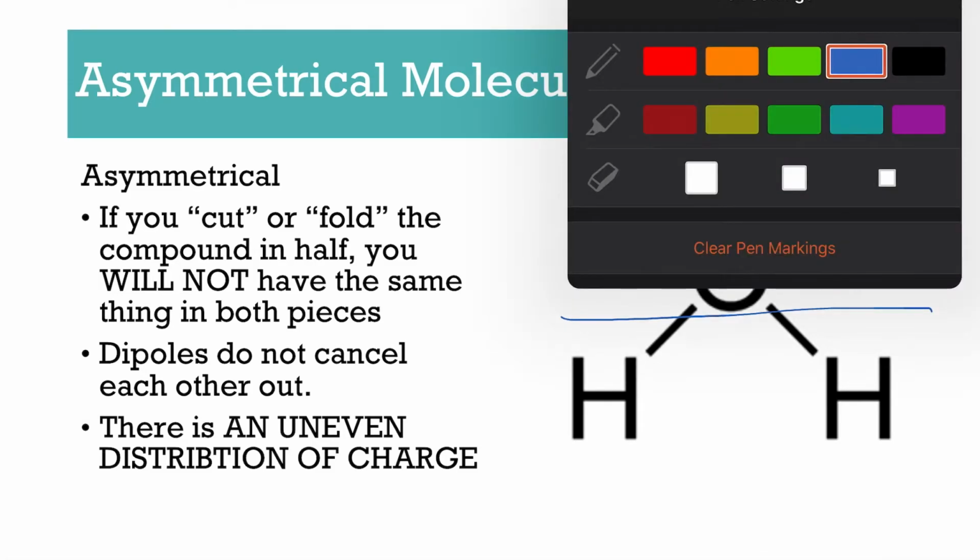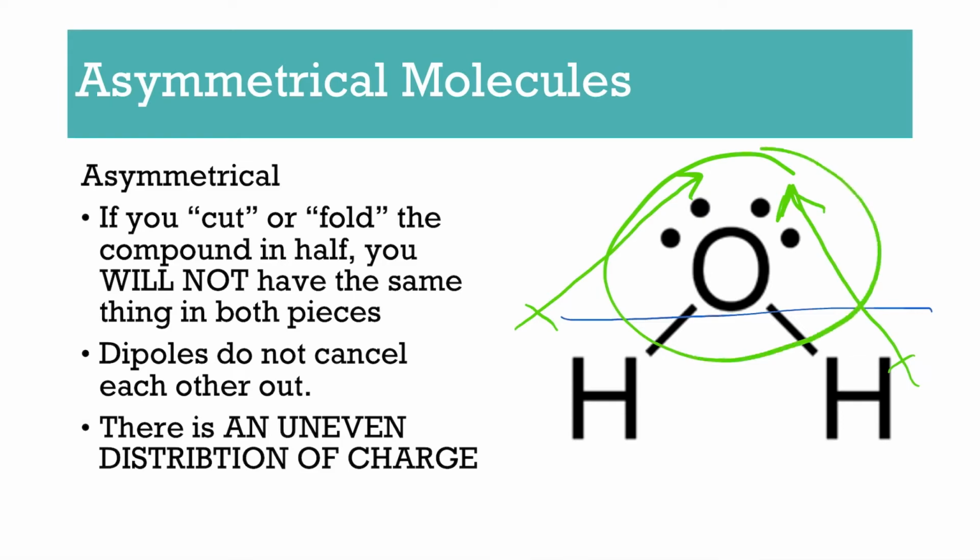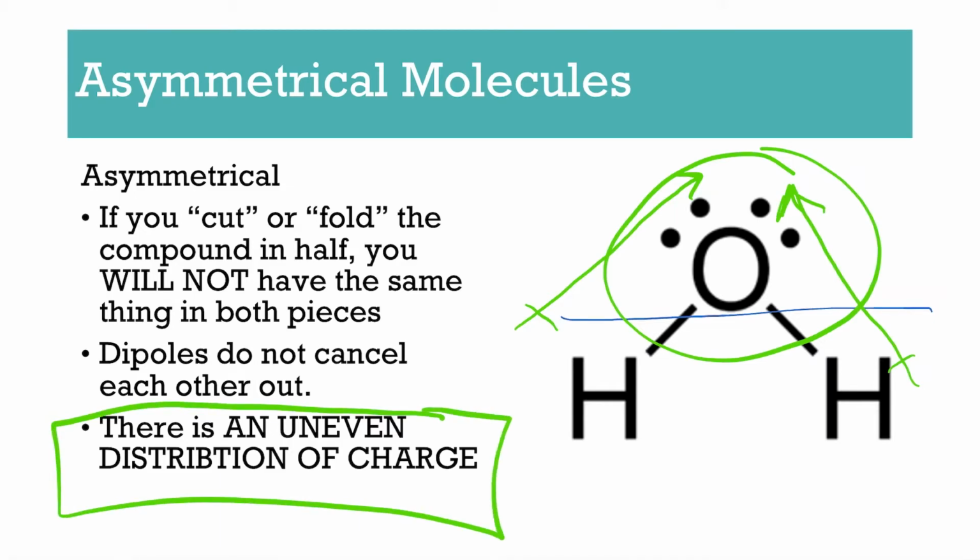Now, if you go to draw the dipoles for this, remember they point towards the negative. So here, they're both pointing in the same direction. So they don't cancel out. It's like two people pushing something in the same direction. Oxygen clearly has a stronger pull for the electrons. And so there is an uneven distribution of charge. All these electrons are not shared throughout the molecule evenly.